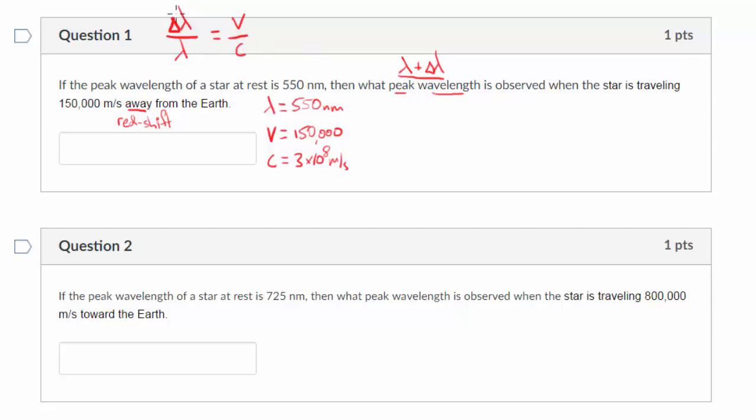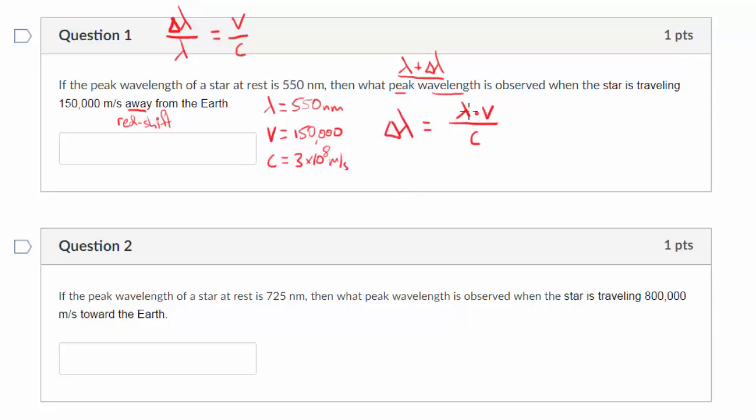Okay, so what are we trying to solve for? Well, we need to solve for delta lambda in this case. And that'll often be the case. So to get delta lambda by itself, what I'm going to do is multiply both sides by lambda. So the new equation after I do some algebra here is going to be that delta lambda equals lambda times V divided by C. Now keep in mind here, this delta lambda, that's all one symbol. It's not two different symbols.